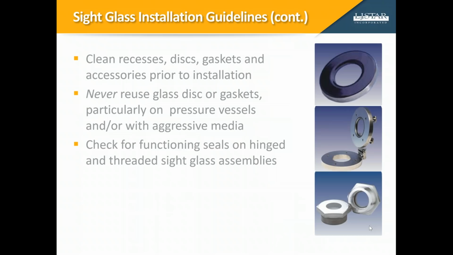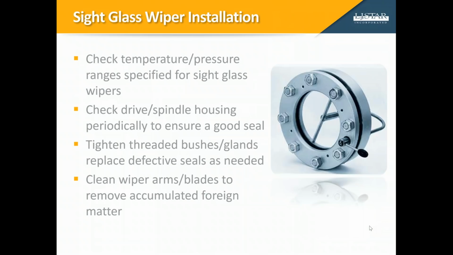After dismantling a sight glass assembly, in accordance with DIN 7080 standard requirements, you must replace the glass disc and gaskets with new ones before the assembly is put back into operation. This is particularly important where pressure vessels and/or aggressive media are concerned. On hinged and threaded sight glass assemblies, always check for functioning seals. Fused windows can be installed back into service pending satisfactory inspection.